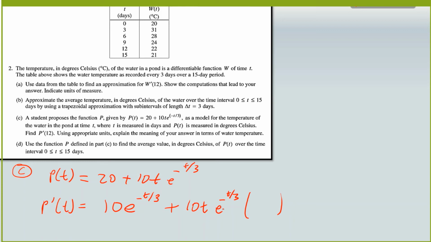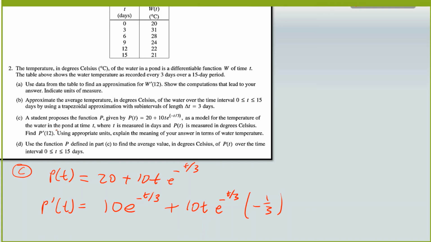If I derive e to the x, I get e to the x dx. So if I derive e to the negative t thirds, I would get e to the negative t thirds times what? Negative 1/3, that's it. Okay, so that's the derivative of my power. The derivative of 1/3 times t is 1/3, and that was negative, so the derivative of negative 1/3 times t is negative 1/3. Okay, so that's my derivative.